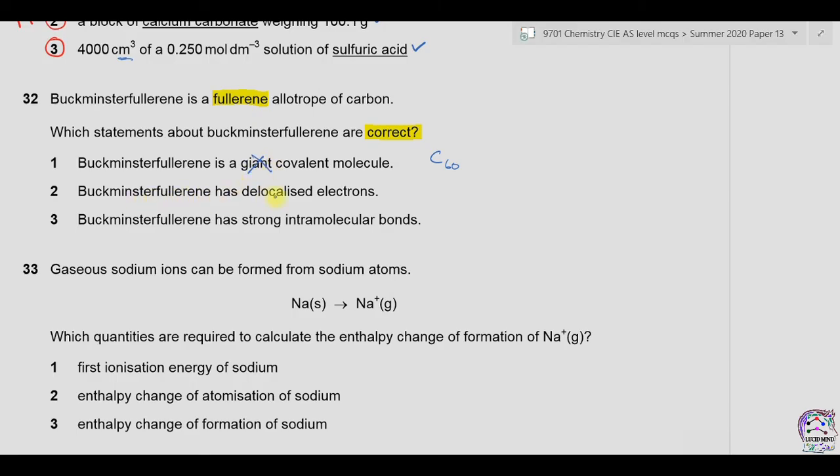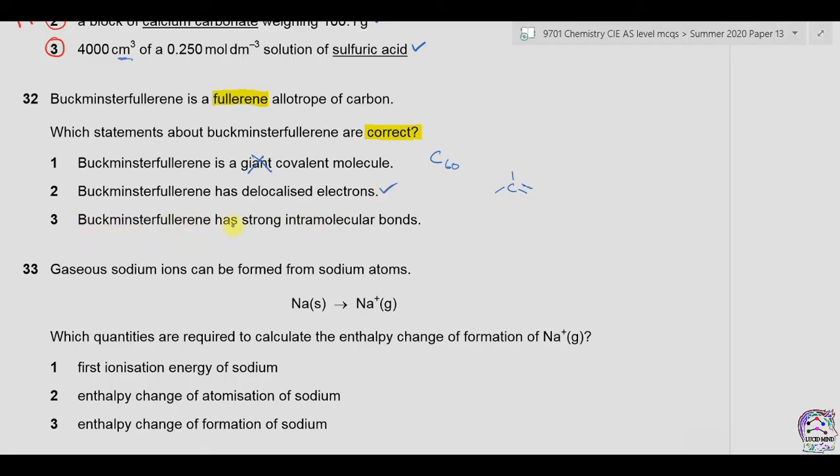2. Buckminsterfullerene has delocalized electrons. As we know that in Buckminsterfullerene carbon makes 3 sigma bonds and one of the electrons is involved in the pi bonding, so therefore due to the pi electrons there is a delocalized system, so therefore 2 is correct.